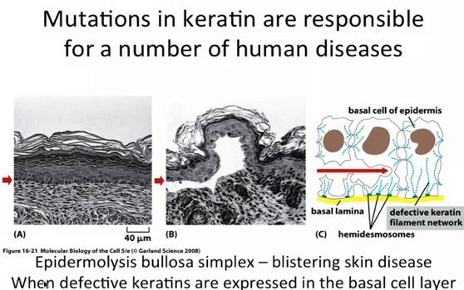And so normally your skin looks like this with the different layers, right? And when you have a defect or a mutation in one of your keratin genes, it results in a lack of interaction. So these keratins are expressed in the basal layer of the epidermis, and so that's over here. And so it's just basically causing the skin layer to kind of come up, and that's what's causing the blistering. So it's important for keeping your cells together.